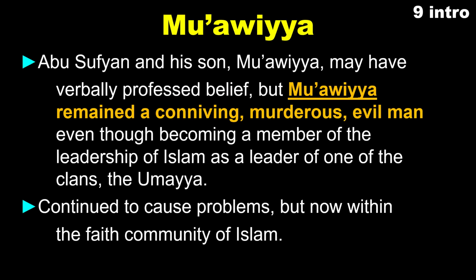Abu Sufyan and his son Muawiyah may have verbally professed belief in Muhammad and Islam to save their lives when Mecca fell to Muhammad's forces, but Muawiyah, especially, remained a conniving, murderous, evil man, even though he became a member of the leadership of the Islamic community by virtue of his being a leader of his clan, the Umayyah, upon the death of his father, Abu Sufyan. Muawiyah continued to cause problems, but now within the faith community of Islam.